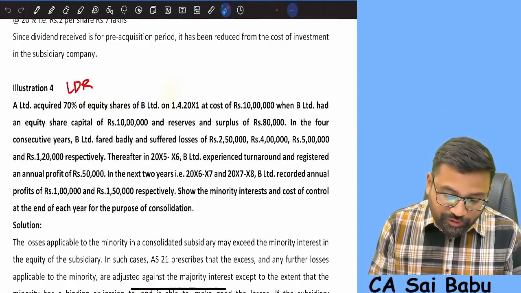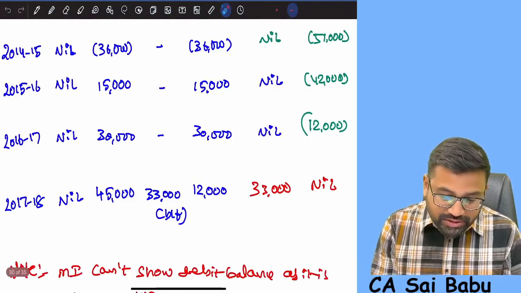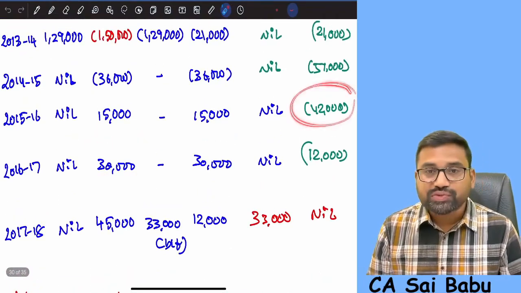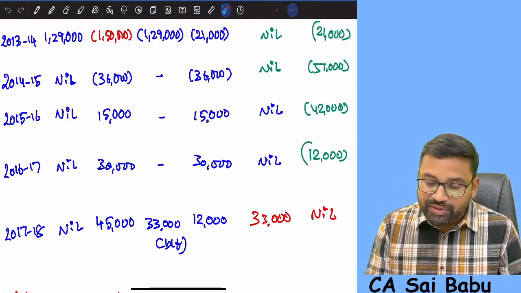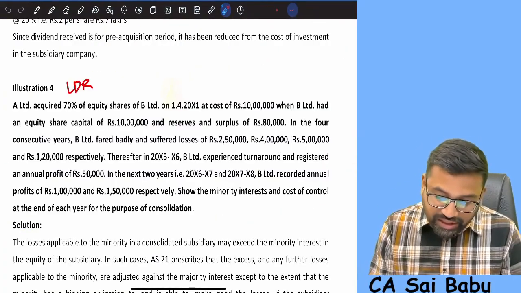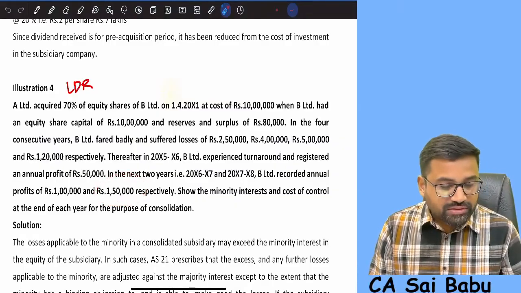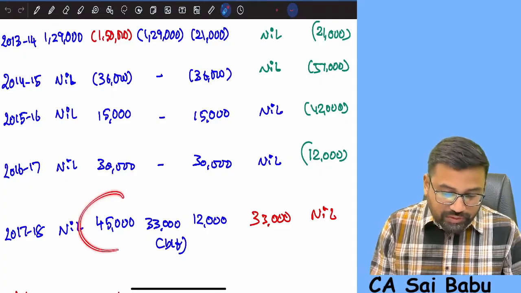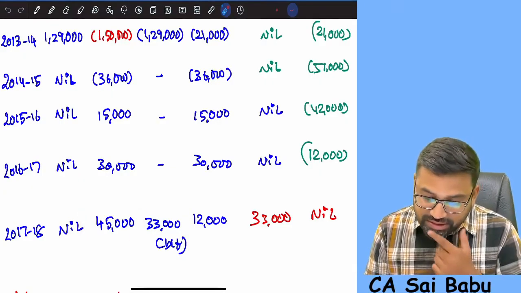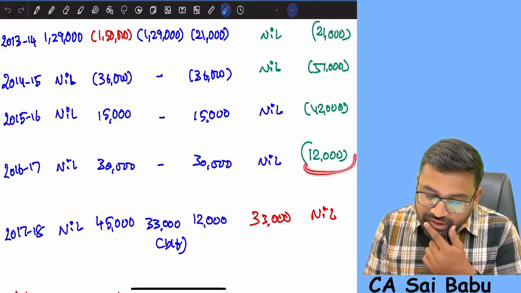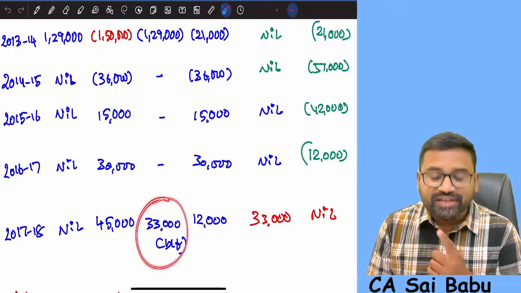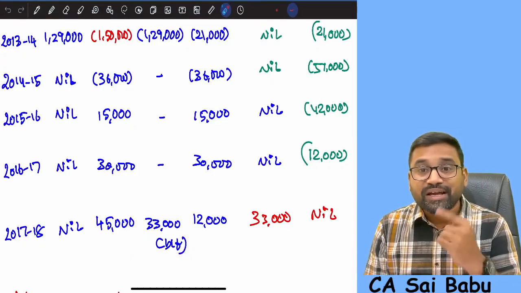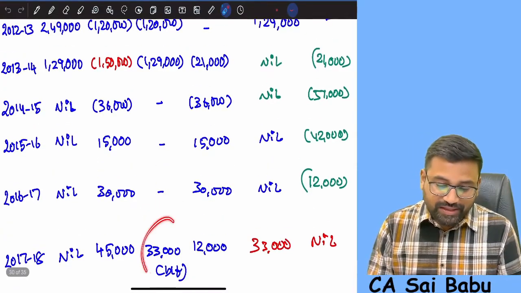Again next year there is a profit of 1 lakh. In this 30%, 30,000. Again adjusted to 42,000. Now the adjusted reserves of the parent company will become 12,000. And finally in the year 17-18, 1,50,000 profit in the subsidiary. In this 30% share, 45,000. Now see this. From this 45,000, the adjusted balance is 12,000 and the remaining is 33,000. Again, the minority interest has become a credit balance, 33,000.